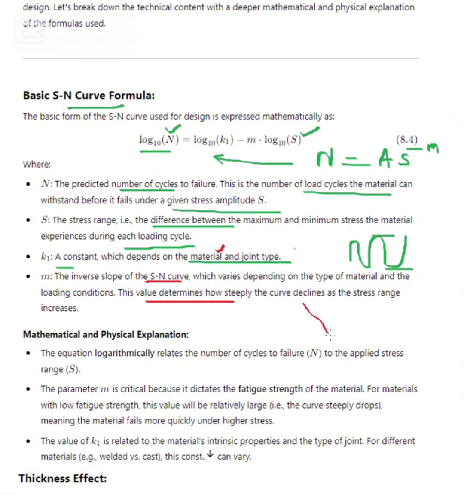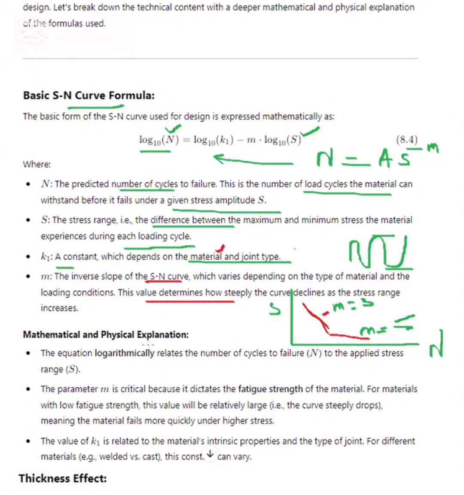You can see this S-N curve can go like this. Here m equal to 3 slope, here m equal to 3, and this will be a little bit flatter, m equal to 5. This is the vertical axis and this is the horizontal axis. Horizontal axis is N, vertical axis is S. So this m determines how steeply the curve declines as the stress range increases.